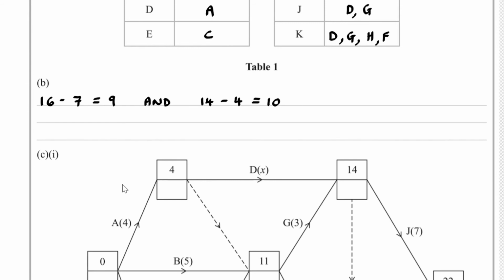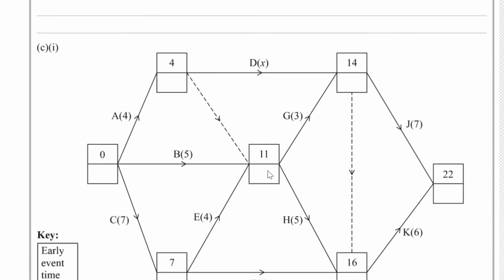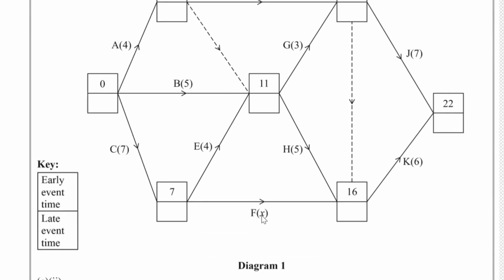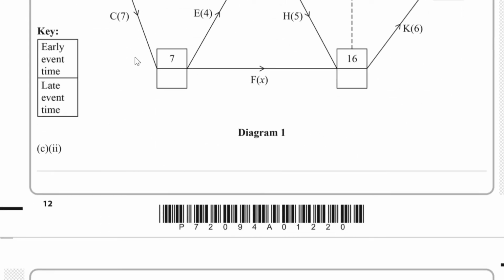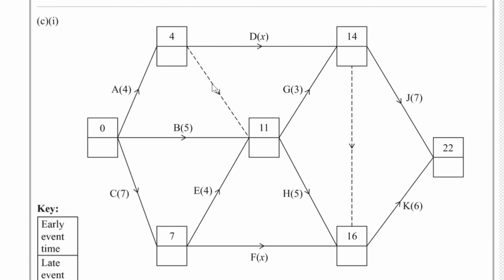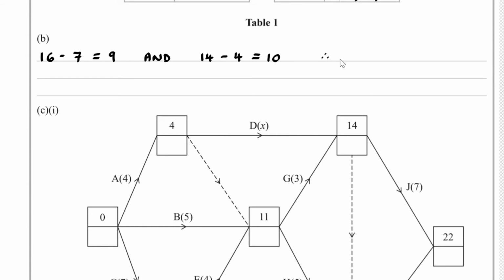Now, what does this mean? Well, if I had a 10 over here, or the weight of F, that means I will not get 16 for the early event time. So I'm restricted by this branch here, which means the largest possible value of m is 9, not the 10. Which means when I write down my inequality, we've got 4, which is less than x, which is less than or equal to 9.